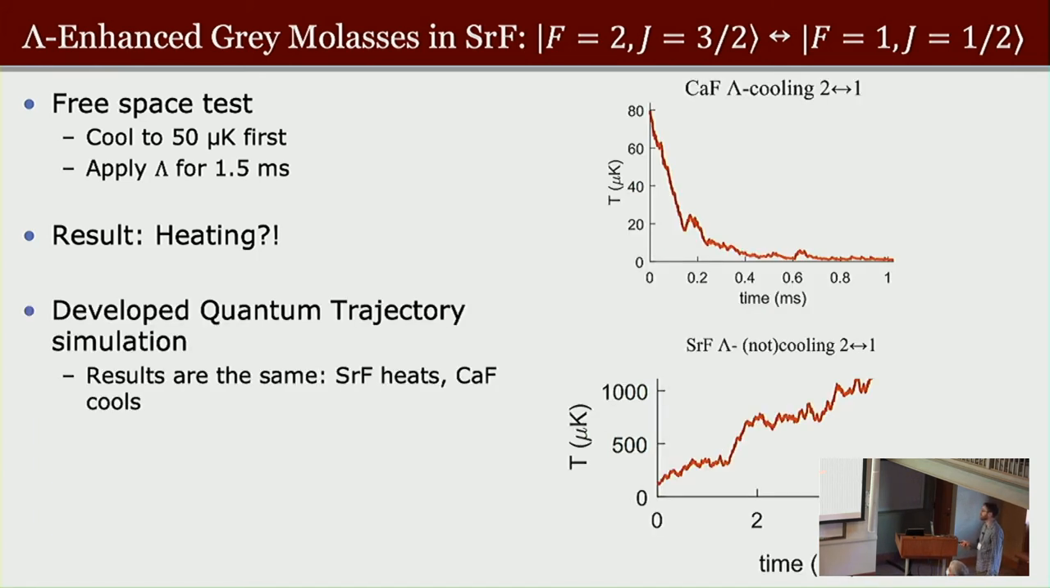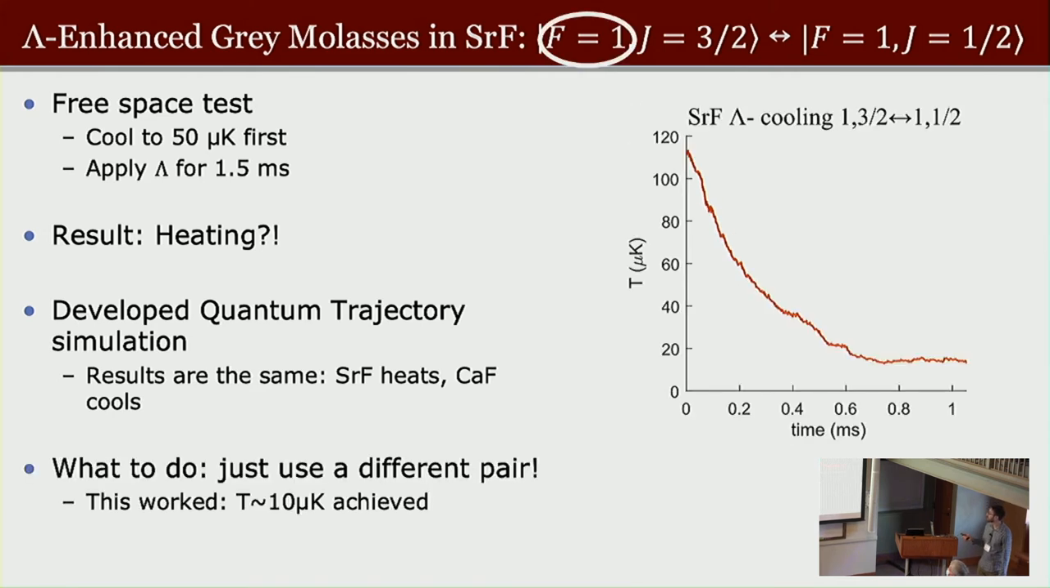This motivated me to develop a quantum trajectory simulation that I won't get into the details of, but what I'll point out is that the simulation matches the results. Basically, if you do lambda cooling on calcium fluoride with these states, it works. If you do it with strontium fluoride, it doesn't cool. So that's unfortunate. The takeaway here is that sometimes your molecular details actually do matter.